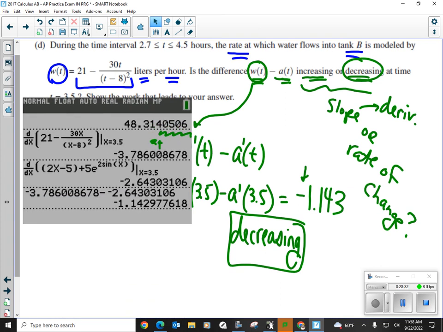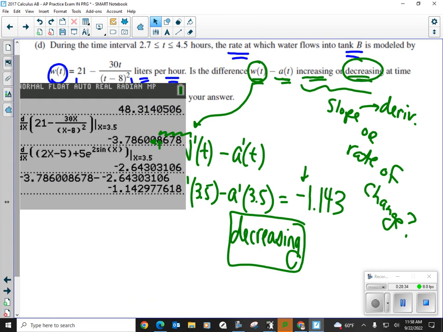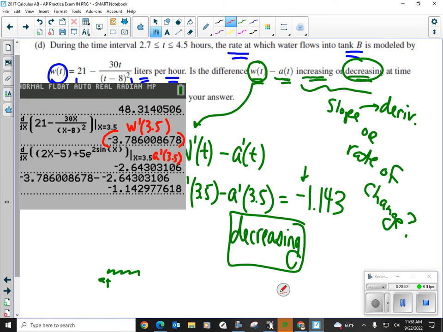Okay, so just to reiterate, I'm going to move this here. Here's W prime of 3.5. Here's A prime of 3.5. And here's what happens when you subtract them. We subtract them. All right? There you go. That was real easy compared to everything we just did.